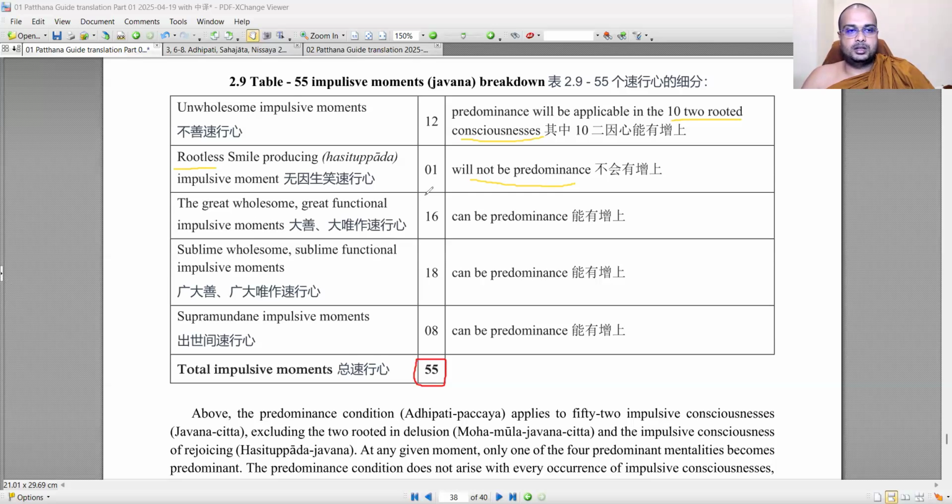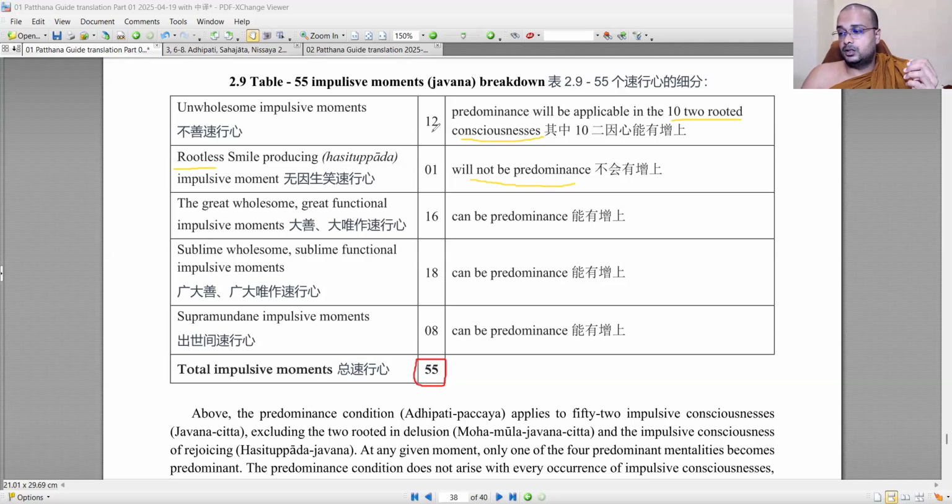In a particular rooted consciousness, say we will take the first lobha citta. In the first lobha citta, there is a possibility that three types of predominance may arise. One can be desire, Chanda-Adhipati, desire predominance. Then there is the possibility of Chitta-Adhipati, because the Chitta is always there. Chanda is always there with the Lobha Chitta.